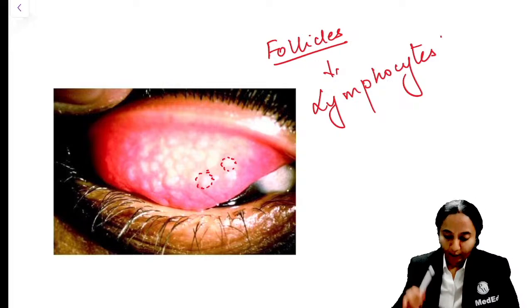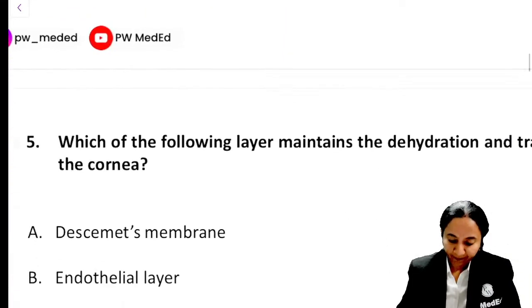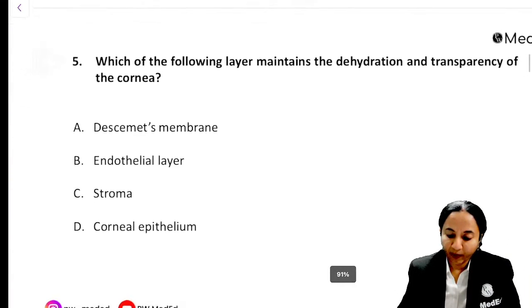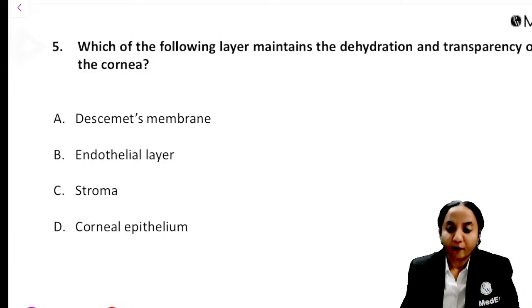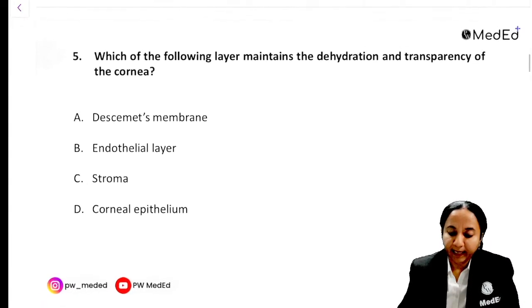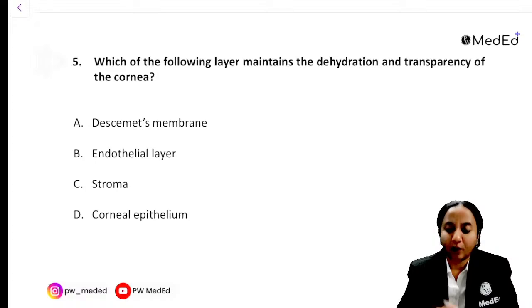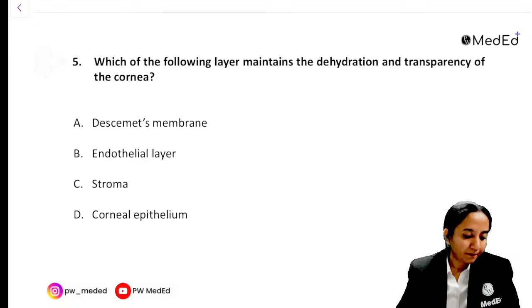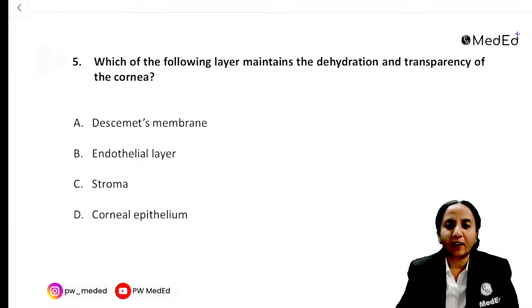Okay, let's go to the next question. Very, very, very simple question, but often asked. Which of the following layers maintains the dehydration and transparency of the cornea? Quick answer. Which layer is responsible for maintaining the dehydration and transparency of the cornea? I think everybody will know this. Quick, the answer should come in 1 second.